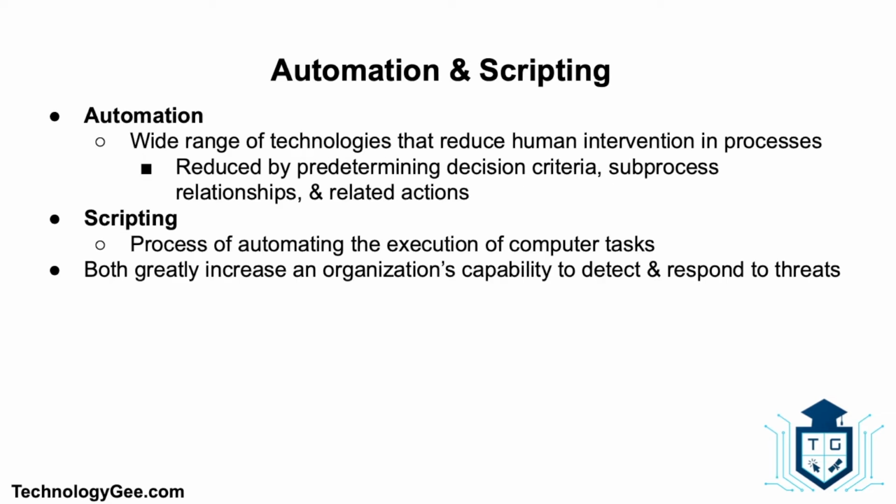Next, we have automation and scripting. So automation, this describes a wide range of technologies that reduce human intervention in processes. Human intervention is reduced by predetermining decision criteria, sub-process relationships, and related actions, and embodying those predeterminations in machines. Scripting is the process of automating the execution of computer tasks. Automation and scripting greatly increases an organization's capability to detect and respond to threats.